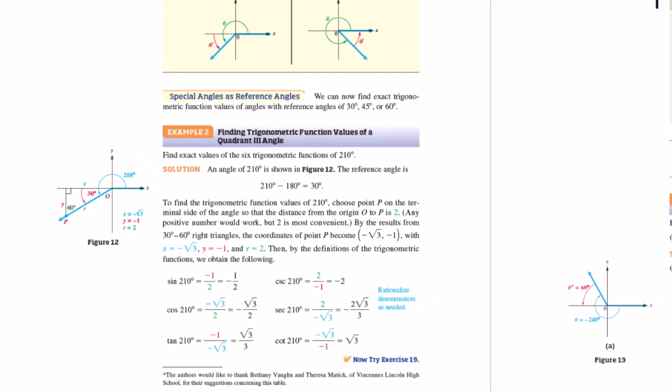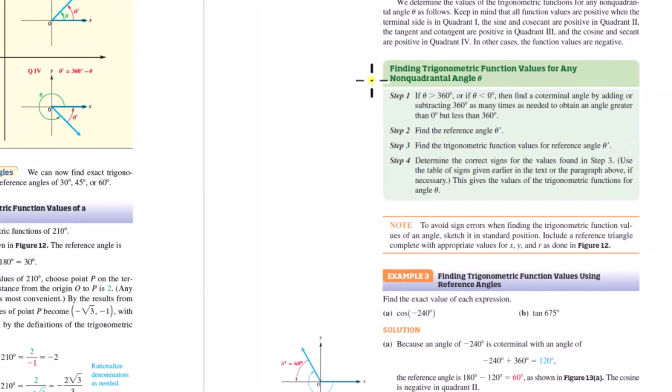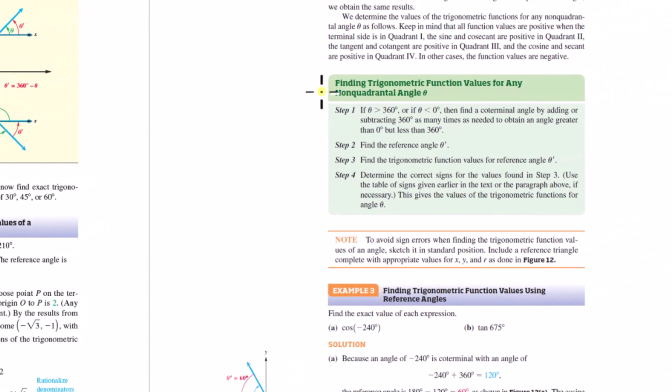Okay, so here they just give the general steps for finding trig function values for any non-quadrantal angle. If the angle is greater than 360 or less than 0, then find the coterminal angle, because you want to obtain an angle that's greater than 0 but less than 360. Then find the reference angle of that. Then find the trigonometric function values for the reference angle, and then determine the correct signs for the values found in step 3.